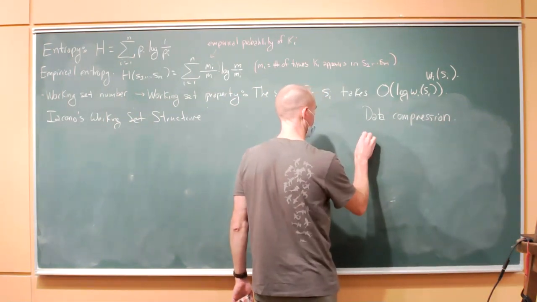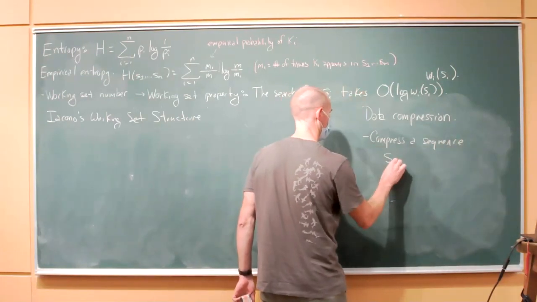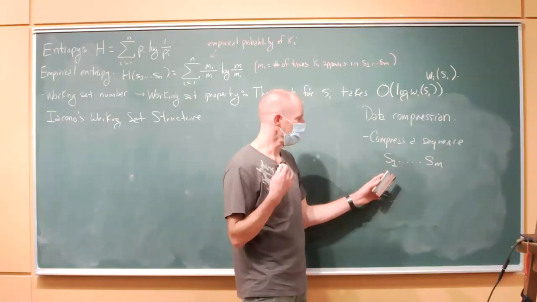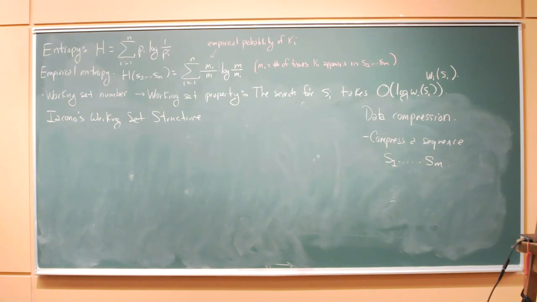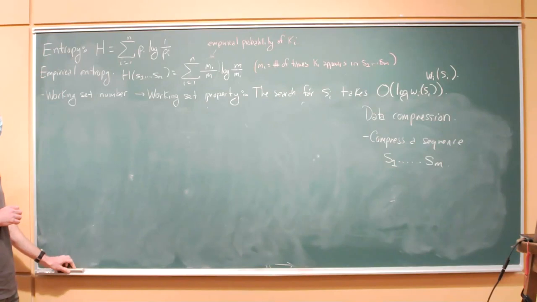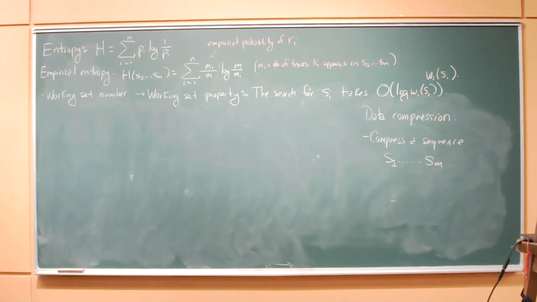And I want to compress a sequence S1 through SM. Again, these are from some universe of size n, of n possible things. So now we're firmly in the realm of entropy, because when you talk about data compression, then you talk about entropy. In fact, it's what entropy was designed to study, compression and communication. And it's going to use this working set property. And a little more. In fact, it's just a much more slick implementation of this whole thing.